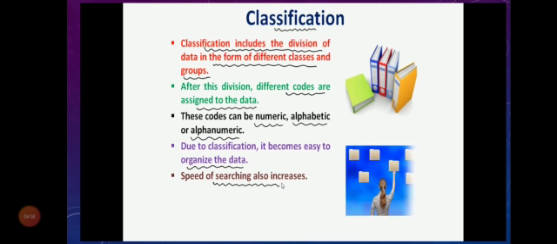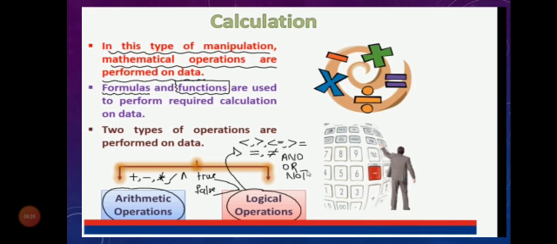For example, dear students, the data in a college can be classified into two groups. The data of students may be in one group, and the data of teachers may be in the second group. This is all related to classification of the data.